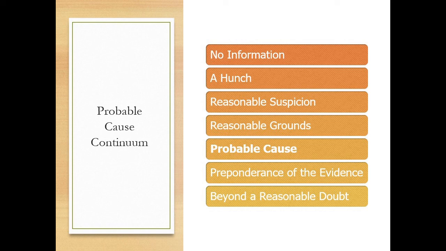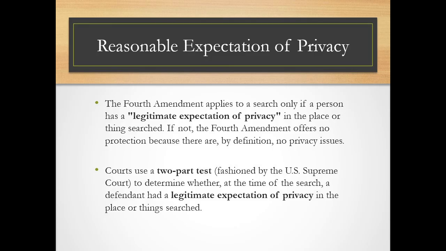Now, an expectation of privacy. The Fourth Amendment applies to searches only if a person has a legitimate expectation of privacy in the place or thing being searched. If not, the Fourth Amendment offers no protection because there are, by definition, no privacy issues. I'll give you an example, but the courts use a two-part test fashioned by the Supreme Court in this case to determine whether at the time of the search a defendant had a legitimate expectation of privacy in the place or things being searched.